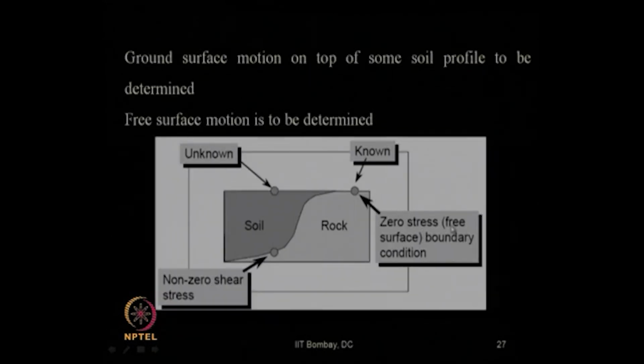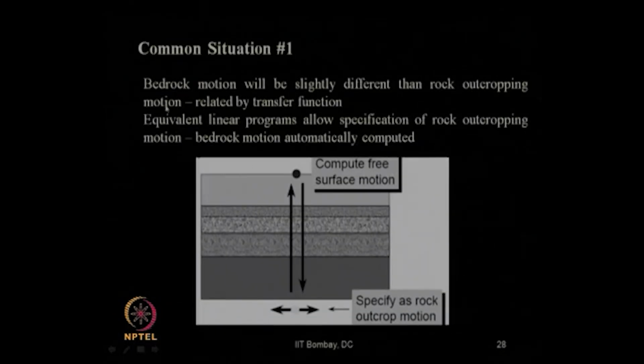Here it is zero stress, a free boundary condition, whereas there it is non-zero stress. So, that is why they should not be equal, as I said already. Bedrock motion will be slightly different from the rock outcropping motion, because they are related through that transfer function using that boundary condition. And equivalent linear programs allow specification of rock outcropping motion, and bedrock motion automatically gets computed.